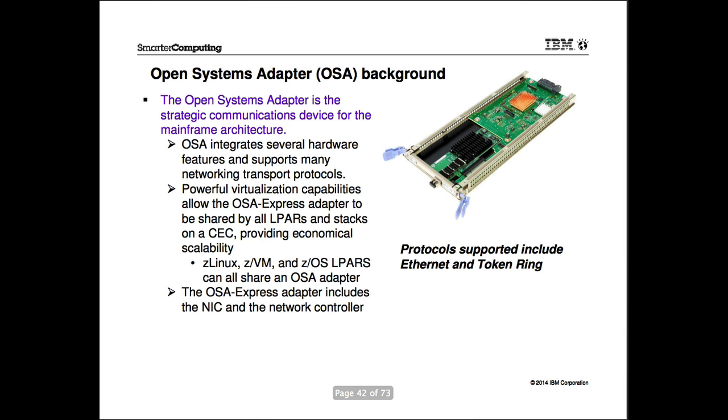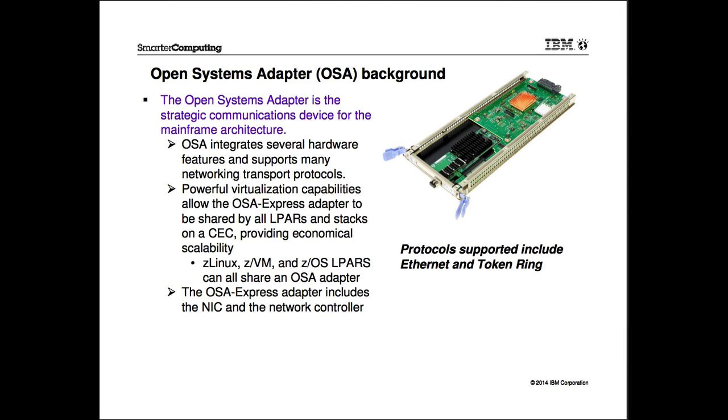The first thing I'm going to talk about is the Open Systems Adapter. This is a case where you will hear a lot of buzzwords being used that people assume may not be explainable, so I'll try to discuss some of them. The OSA is the Open Systems Adapter, and it is the strategic communications device for the mainframe. If you work on other platforms, you might think it's a NIC, but it's really not a NIC. It actually includes the NIC, plus it has a built-in communication controller.